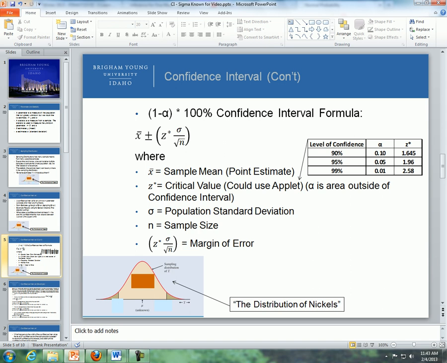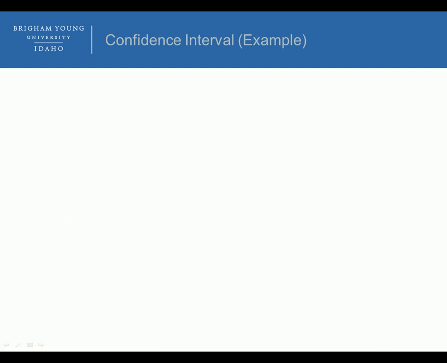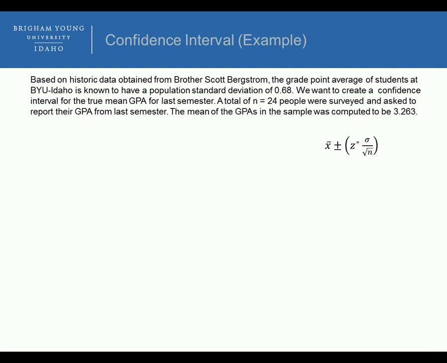Okay, so now I'd like to go into an example of how to deal with this confidence interval. Here's the formula for the confidence interval. Let's go through a problem. Based on historic data obtained from Brother Scott Bergstrom, the grade point average of students at BYU Idaho is known to have a population standard deviation of 0.68. We want to create a confidence interval for the true mean GPA for last semester.